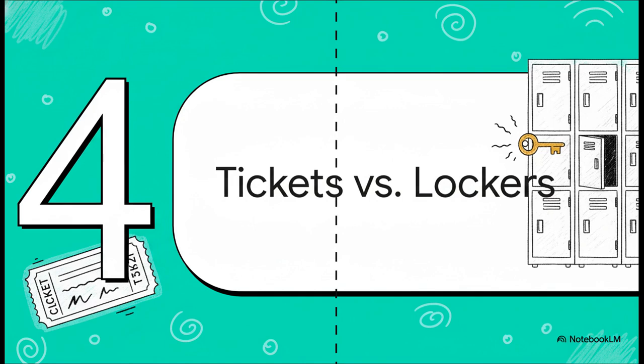So we've got these two fantastic ways to solve the exact same problem. One method puts the data on your machine. That's the claim ticket. The other keeps the data on the server and just gives you the key to the locker. So let's put them side by side and see how they stack up.